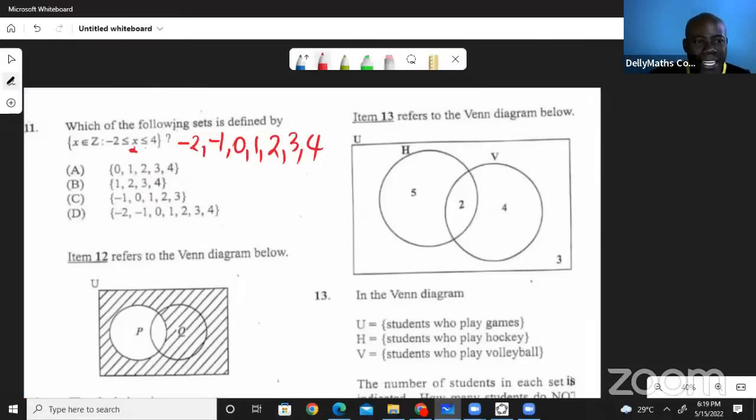Reading this where x is less than or equal to 4, but greater than or equal to -2. So it's all about integers. And integers do not carry decimals or fractions with them. So we're talking about the whole numbers and the negatives of the whole numbers. We're looking to see which one of these would match our answer.